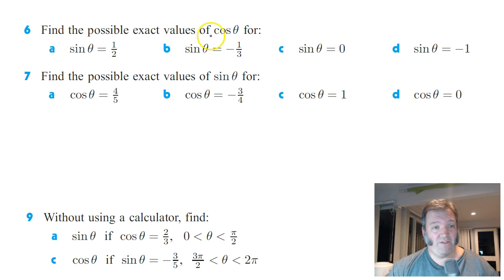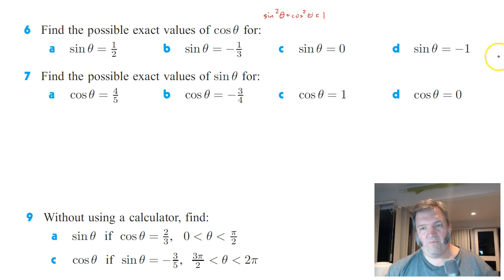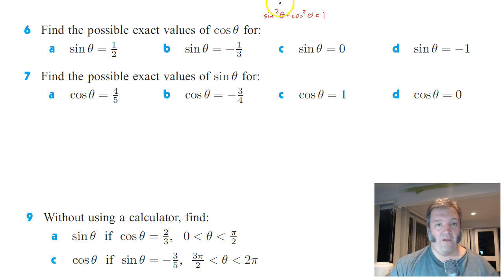All right, find possible exact values for cosine theta if sine theta equals a half. These are fun because you're tempted just to say, oh, okay, well, we could use sine squared theta plus cosine squared theta equals 1. Remember, that's our Pythagorean identity. The horizontal distance squared, the x squared, which is cosine theta squared, plus sine squared theta, Pythagorean identity has to equal the hypotenuse, which in a unit circle is 1, so that would be true.